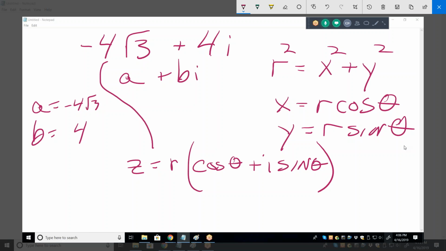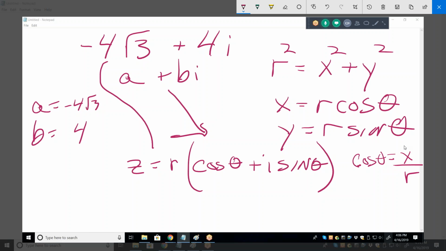First of all, let's figure out what theta is. Yes, sir. In other words, before we can transfer that into that, we need to know what theta is. Well, yes, sir. Cosine of theta is x divided by r. So cosine of theta is x divided by r. What is x? X is negative 4 root 3.